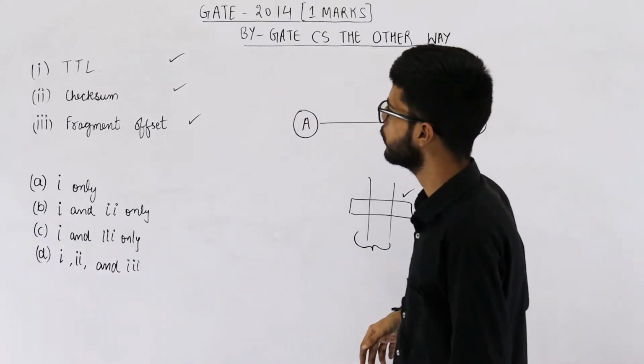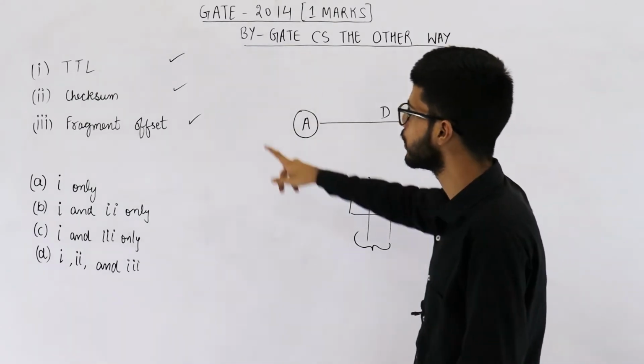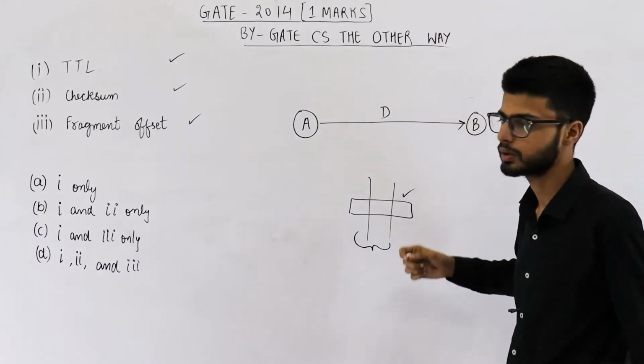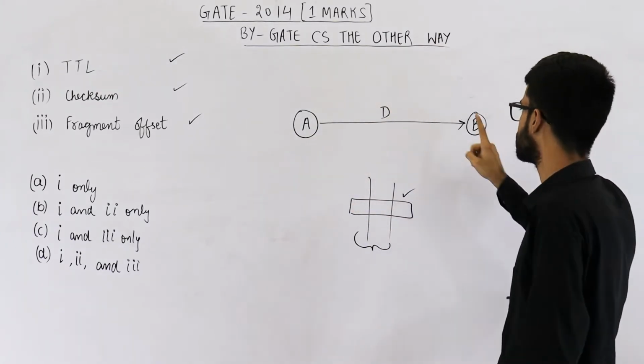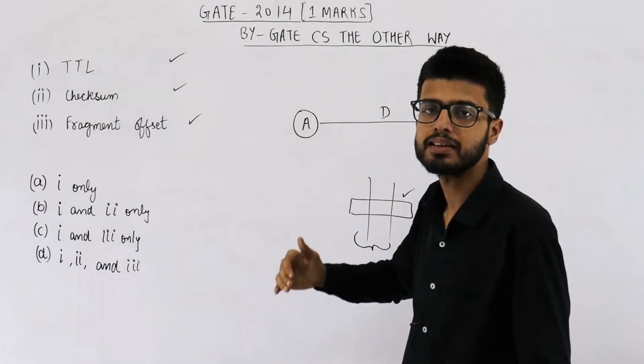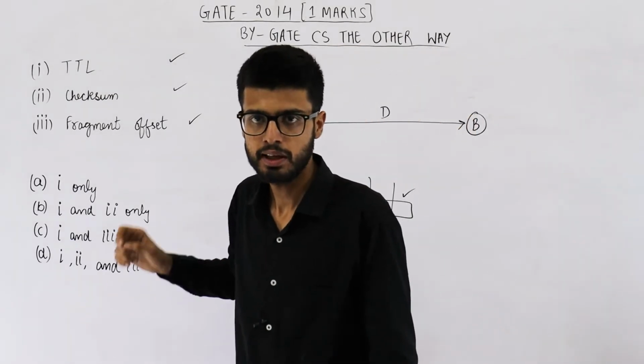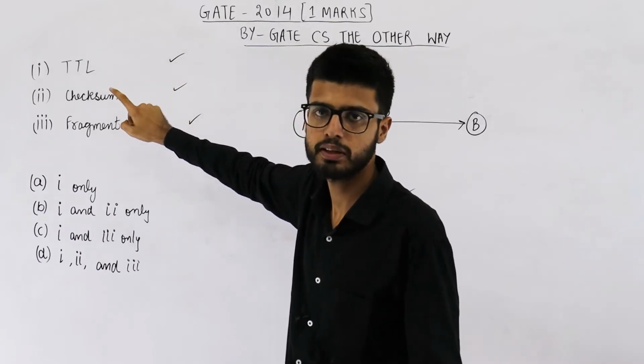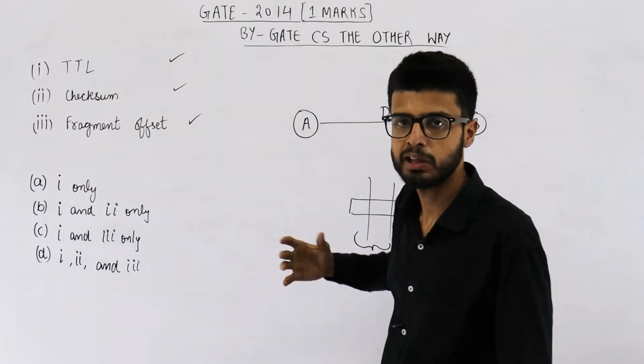Now, in some cases, none of these fields may change. Say A and B are in same network. That means A sends data directly to B without asking help from any of the routers. In that case, TTL will also not vary, checksum will also not vary, and fragment offset may also not vary.